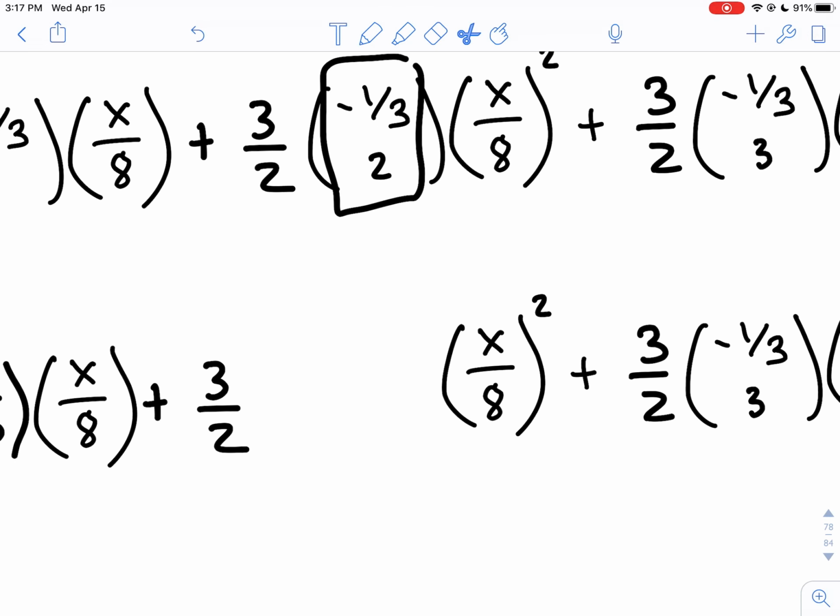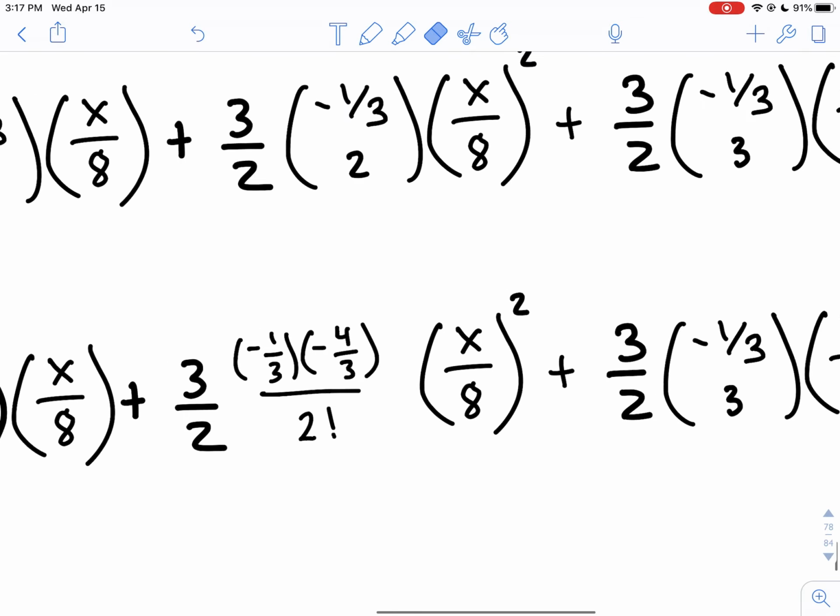So -1/3, choose 2. In the numerator, start with -1/3. Then multiply it with a number that's one number less. So subtract 1 from -1/3. That should take you to -4/3. Do it until there's only 2 numbers, because that's what our combination is. And then divide that by 2 factorial. All right, so there's our expression that is -1/3, choose 2.